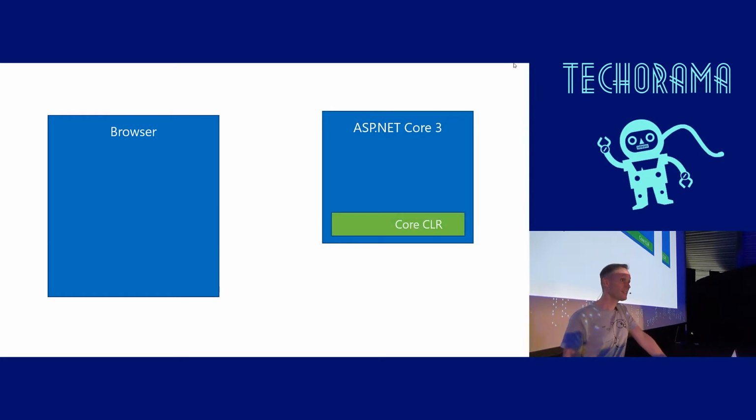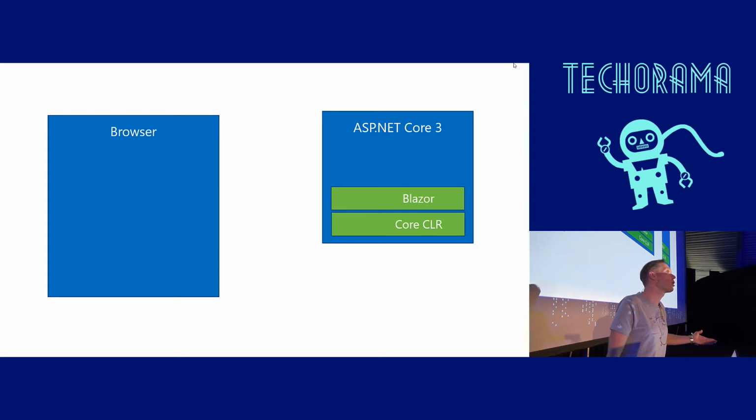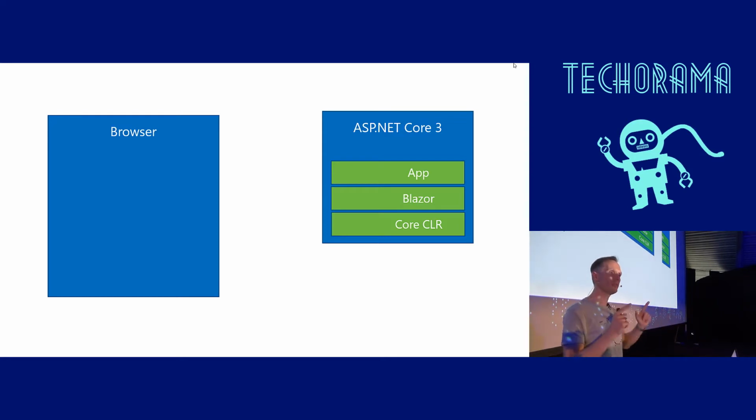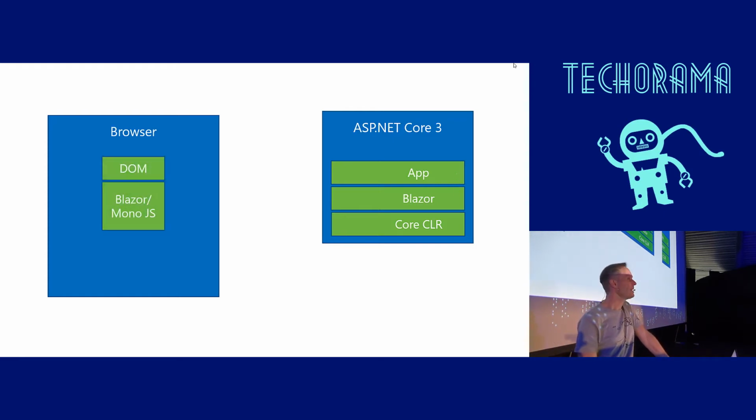We have a server. This time, it's not a stupid server. This time, it's not just a static website. This time, it's ASP.NET Core 3, and therefore, we have the core CLR. Not Mono, the core CLR. On top of the core CLR, we have the Blazor DLLs, of course, and on top of the Blazor DLLs, we have the app. And this app is really an ASP.NET Core 3 app. Therefore, the whole startup process and everything works just as you are used to it. Core CLR starts ASP.NET Core, ASP.NET Core spins up your app. Good, nothing new here.